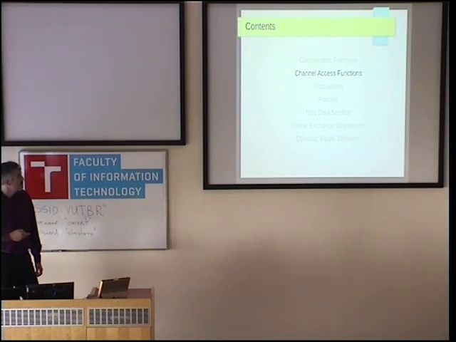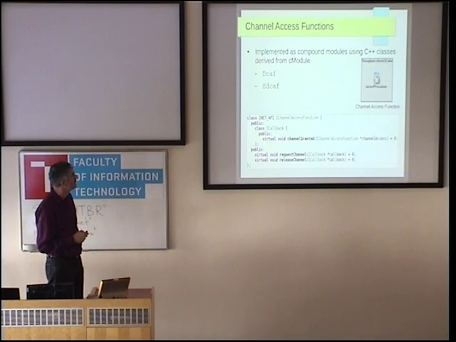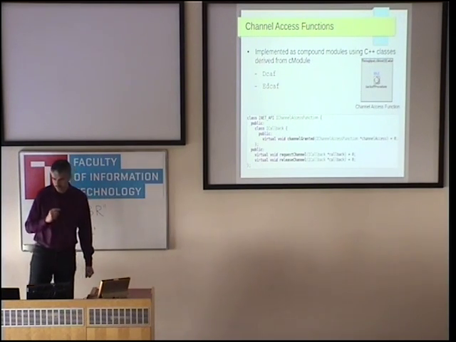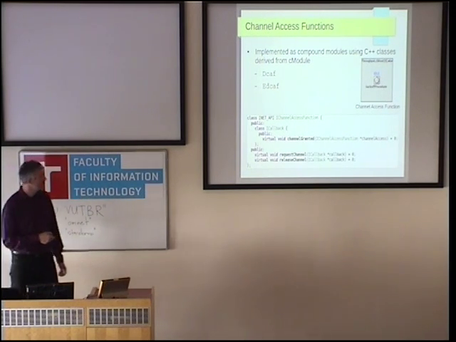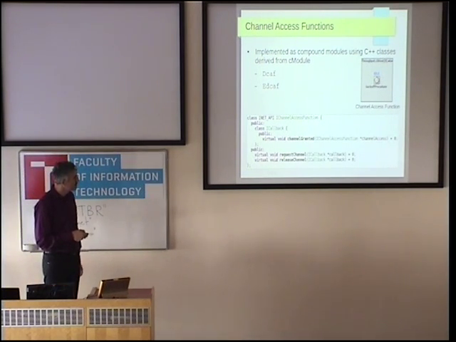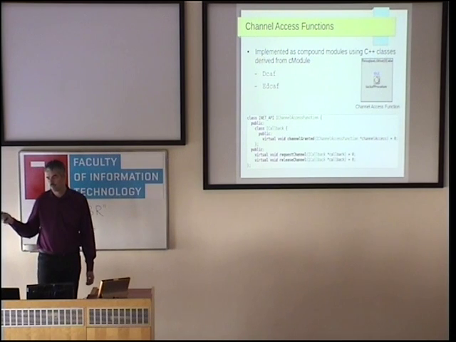So let me switch to channel access functions. The channel access functions are basically responsible for deciding when the coordination function is allowed to access the channel. It's pretty simple. If you look at the interface, the coordination function can request the channel, and eventually the channel access function will call back that the channel is granted. You can do whatever you want.